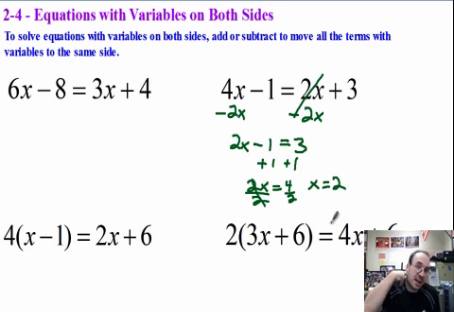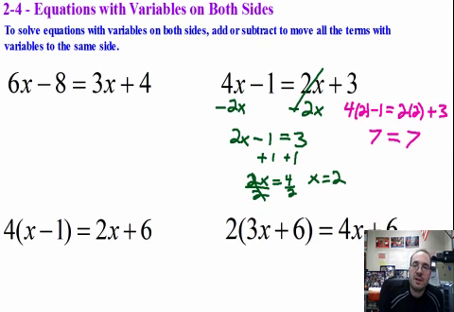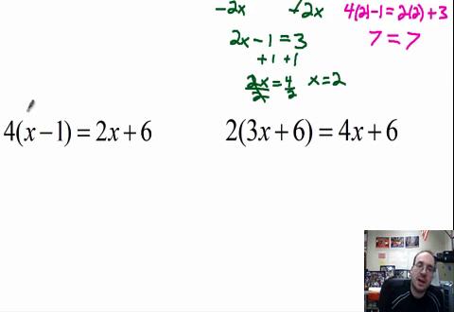And then technically I should probably be checking my work. So 4 times 2 minus 1 should equal 2 times 2 plus 3. And that gives me 8 minus 1, or 7. And that gives me 4 plus 3, or 7. So that's pretty cool.